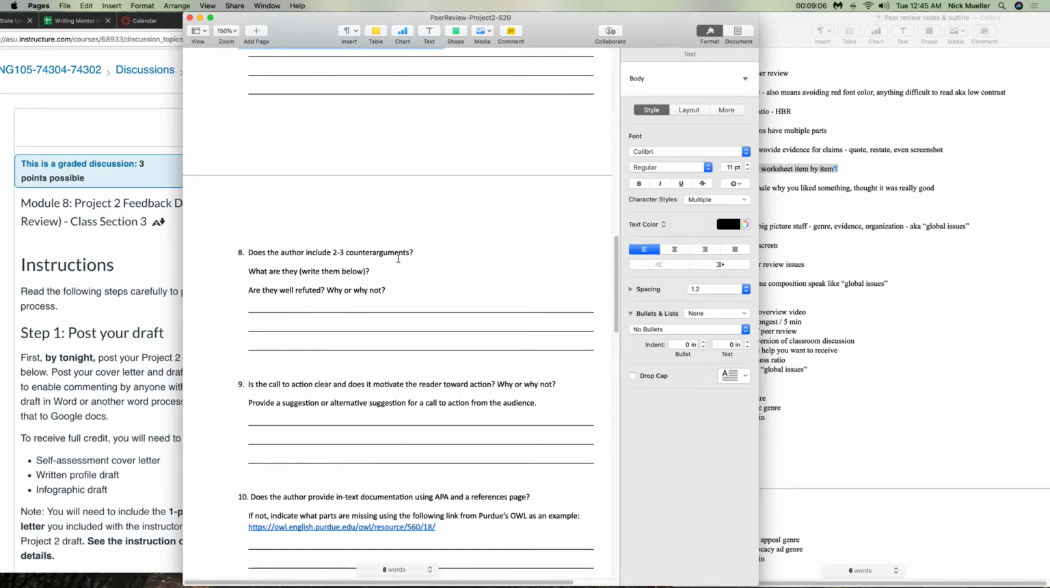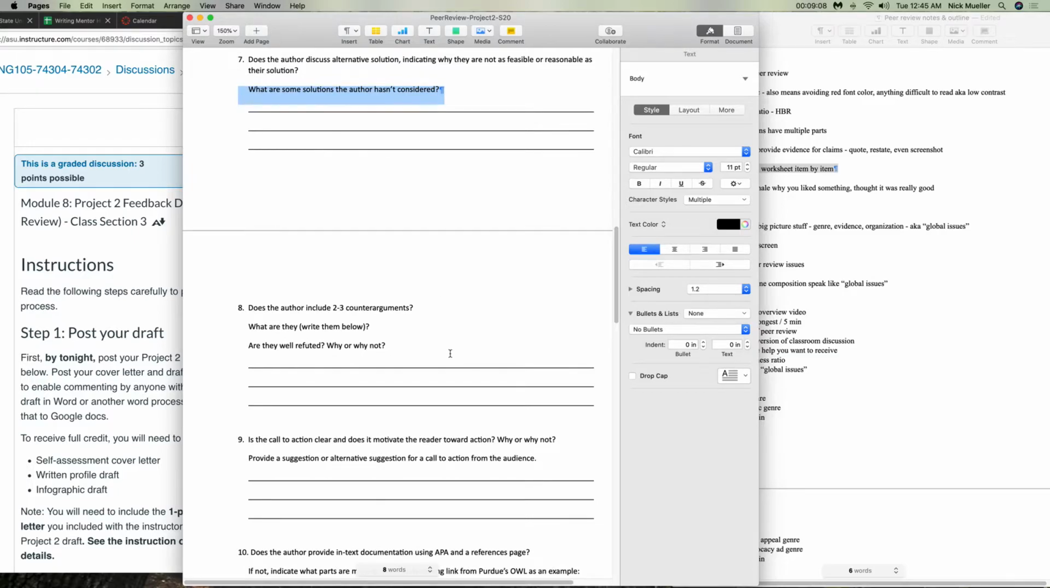Item 8 proceeds naturally from item 7 above. Does the author include 2 or 3 counter arguments? So this might be a helpful time to look back at the counter arguments discussion board to see if your peers' counter arguments have developed since they initially began thinking of them. Here's the invitation to quote from your peer's text.